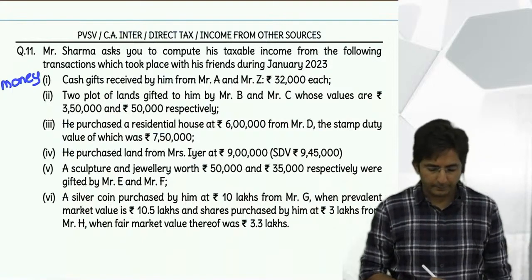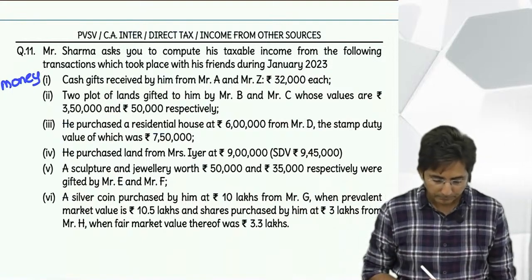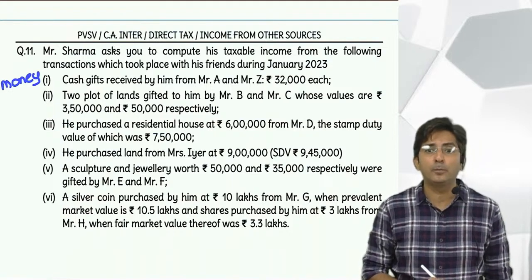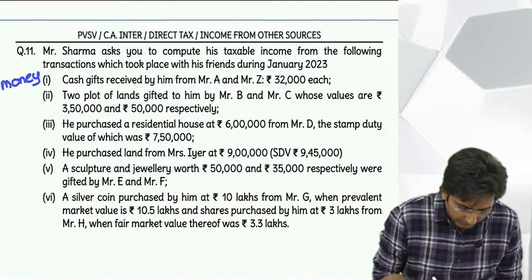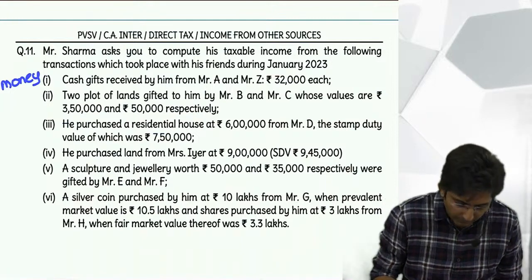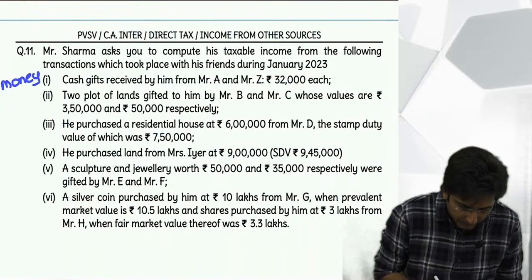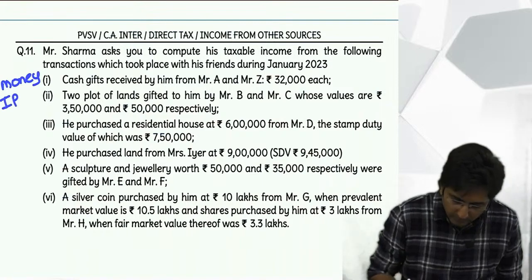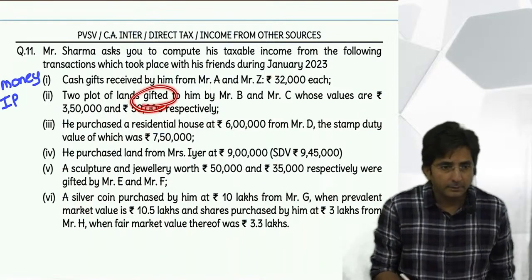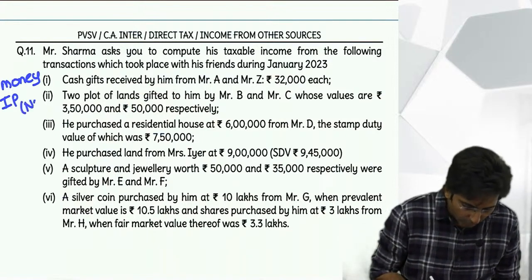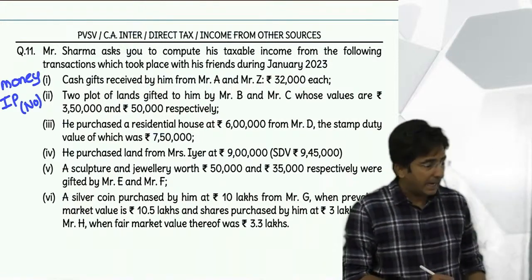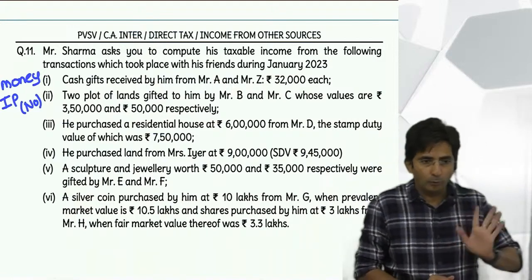Money gift. Then two plots. Is a plot movable property or immovable? Plot is land, it is immovable property. Is it totally free or at low price? Free. Here it is written gifted, because it is for no price. So I am writing in short: IP means immovable property, no price.